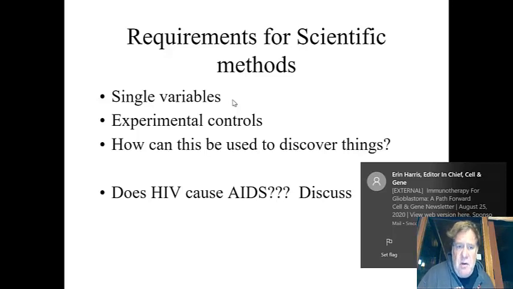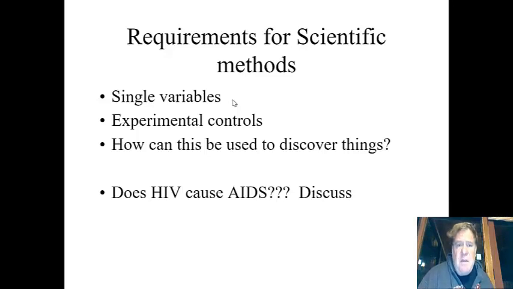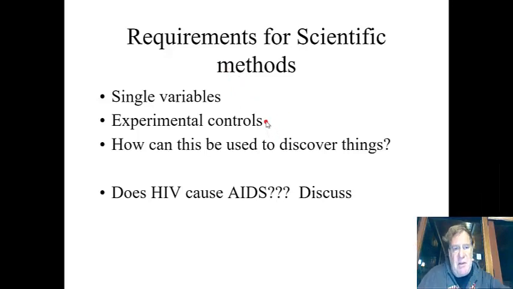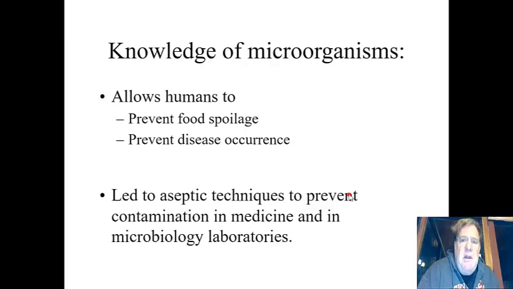We need to do experimental controls. The example that I use a lot for that is my elephant repellent. I'm wearing my elephant repellent right now, and it's working fantastic. There are no elephants around me. But the trouble is, there are no elephants here anyway, so we need to have a positive control. You need to do something where a result is going to happen because it's there. Again, in class we may think about how this can be used to discover things, like HIV causing AIDS, or SARS causing COVID. It's important to know the knowledge of microorganisms.